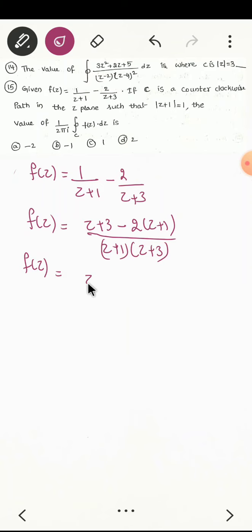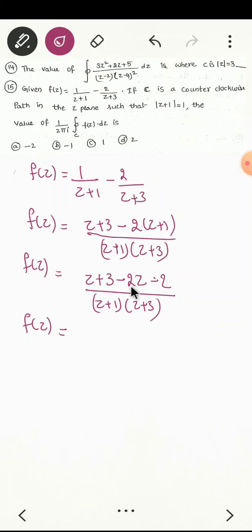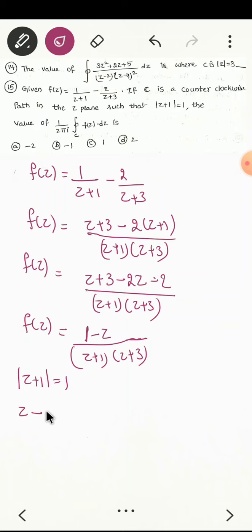So f of z is equal to z plus 3 minus 2z minus 2 by z plus 1 into z plus 3. Now f of z is equal to minus z plus 1, that is 1 minus z, by z plus 1 into z plus 3. The contour is mod of z plus 1 equal to 1. That I can write as mod of z minus (minus 1 plus i into 0) equal to 1. Now compare with z minus (x plus iy). You will get center (x, y) as (minus 1, 0) and radius 1.